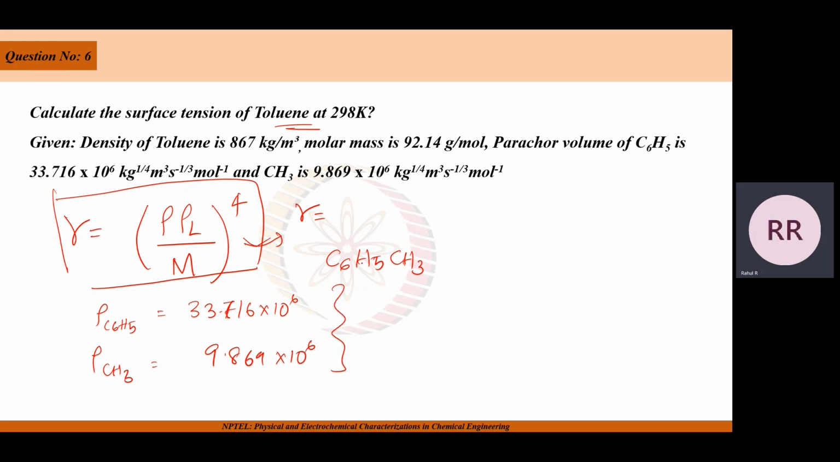Now from this equation we can calculate the Parachor to be that of C6H5 plus that of CH3. So this can be equal to 33.716 plus 9.869 into 10 to the power 6. Okay, so just give me that to the set.